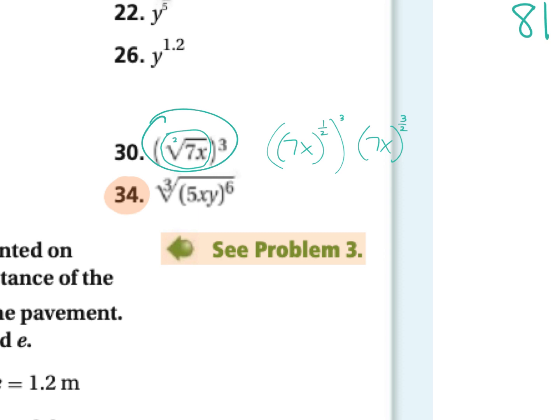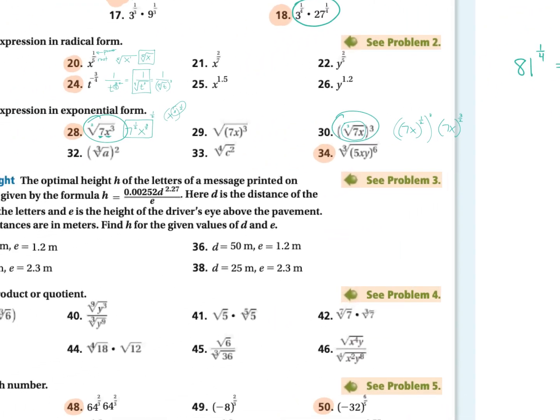You don't need to distribute that 3/2 to both of them. That's what the parentheses is doing for you. So you would just leave it be like that.